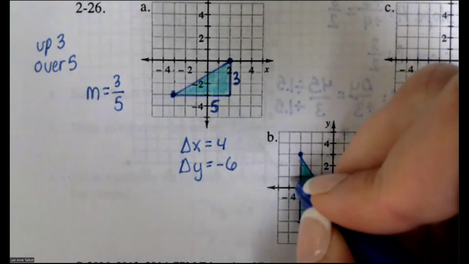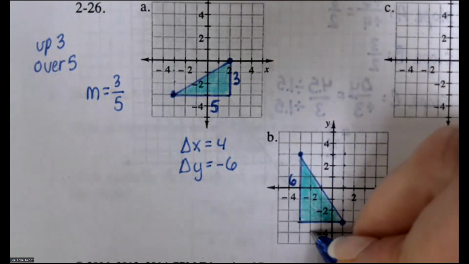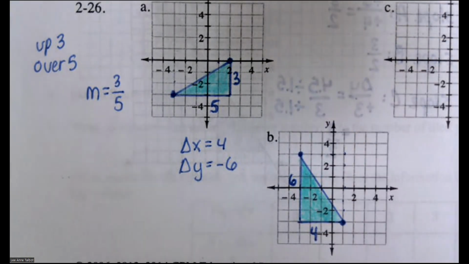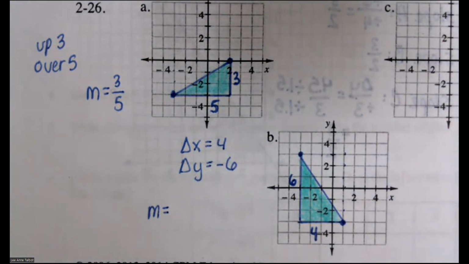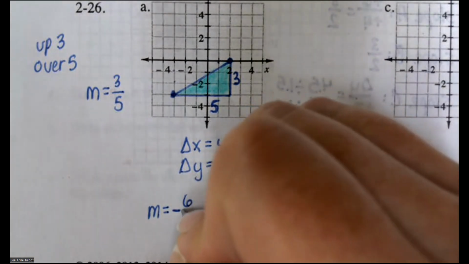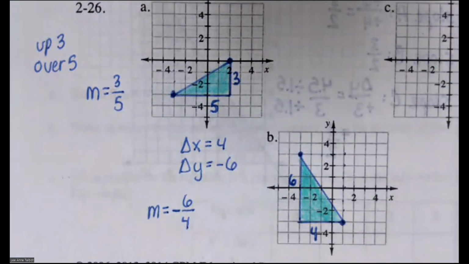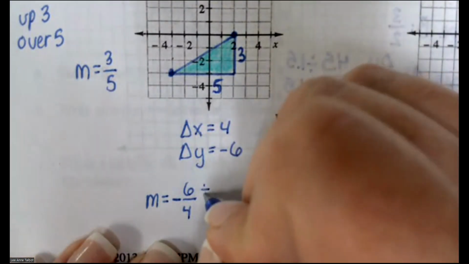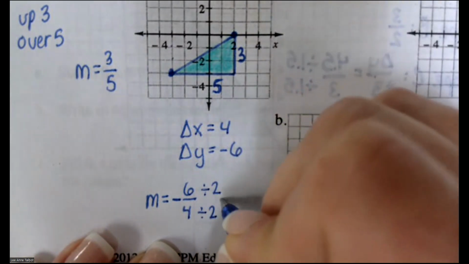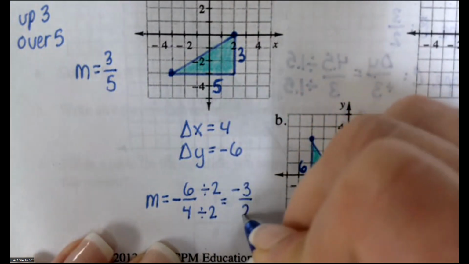Okay, so 6, 4. We have to do a little bit of work here, actually. First, I noticed it's going downhill. You could tell because we went down 6. The height is 6. The base is 4. But we leave these in reduced fractions. How do I reduce -6 fourths? Divide by 2, divide by 2. -3 over 2.